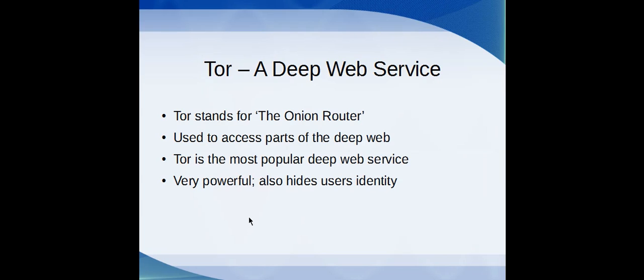So Tor is a deep web service. It stands for The Onion Router, and it is used to access parts of the deep web. It is by far the most popular deep web service. There are others out there, but a lot of them are not so user friendly or are difficult to use. So most people just go to the Tor network because it's easy to set up, easy to use, and also a very powerful service. Whenever you're using Tor, you are completely anonymous. Nobody really knows who you are because it completely hides your identity.